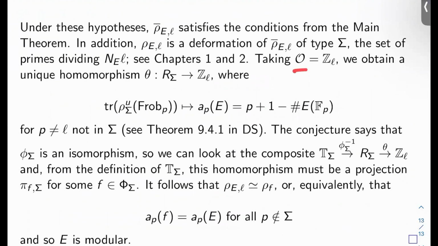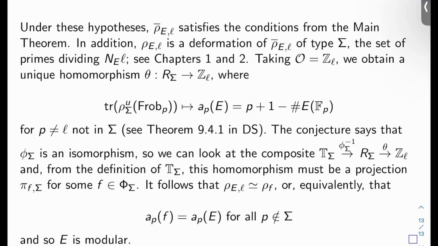So now just take O to be Z_L, the L-adic integers. That gives us a unique homomorphism theta from R sigma to Z sub L, where the trace of rho U of sigma of Frobenius at P maps to a_P of E. Remember, a_P of E is P plus 1 minus the number of F_P solutions on E, or more precisely on its reduction mod P, for P not equal to L in sigma.